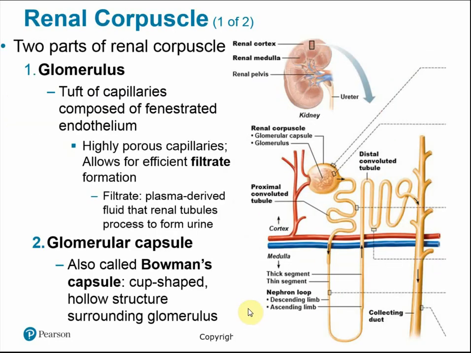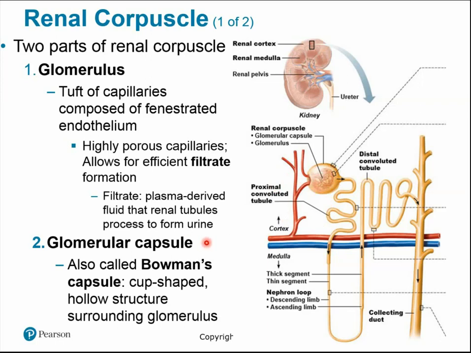So there's two parts to the renal corpuscle. The first part is the glomerulus. So the glomerulus is just a little ball or tuft of capillaries that have a highly fenestrated epithelium. So remember, fenestrated just means it's very porous. So it has lots of these little holes or windows in them. So this is going to allow for efficient filtrate formation. So the filtrate is just the fluid that comes from the blood plasma that the tubules are going to process in the formation of urine. Right? So we have different ions and chemicals and things in the blood that we need to filter out and cross through these capillary membranes.